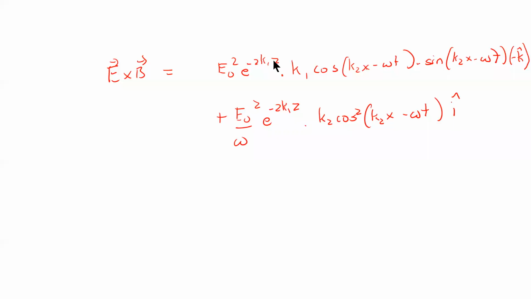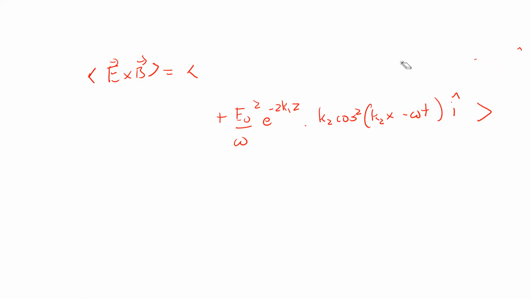Again we have to put the average, so the time average of this quantity. And notice, as I said, this is the k hat component, so we are only interested in the x direction. So this term we can just drop from the equation. So this is what we have remaining.